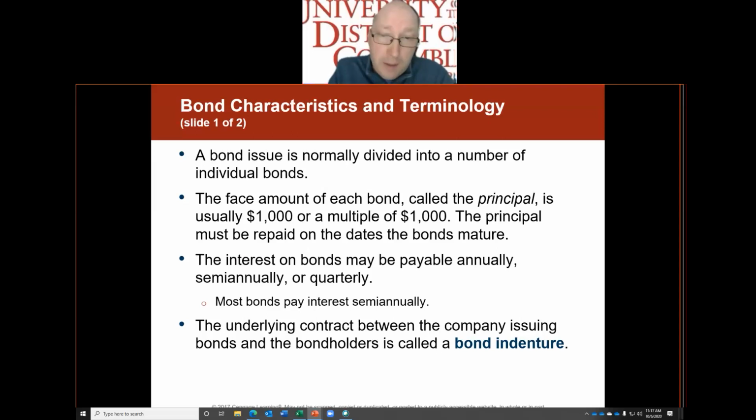The interest on bonds is typically paid annually, semi-annually, or quarterly, depending on the bond indenture. Most bonds typically pay semi-annual interest payments. The underlying contract, the agreement between the bondholder and the corporation, is that contract we talked about, yeah? It's called a bond indenture.